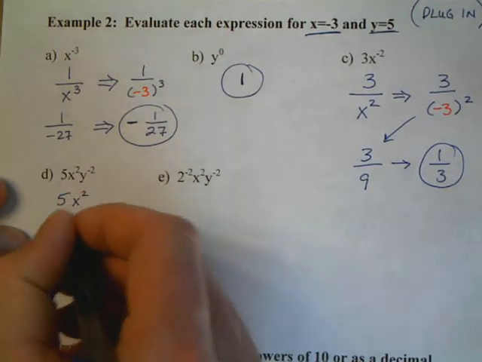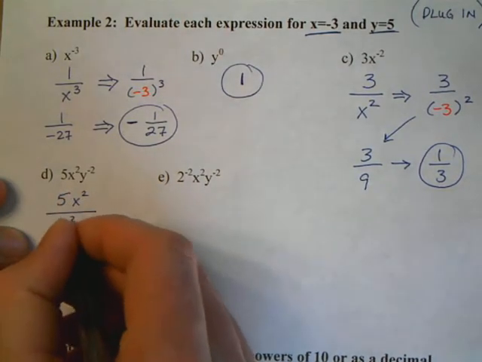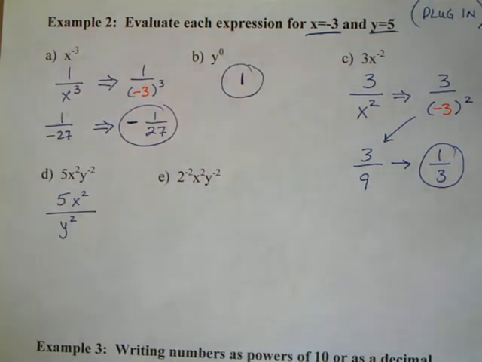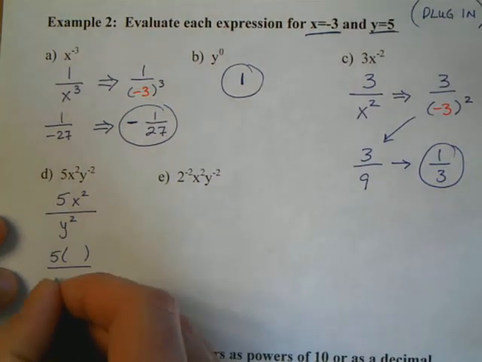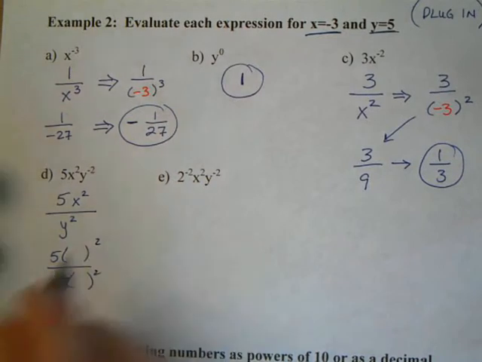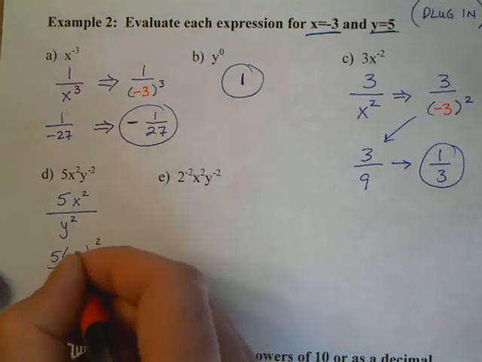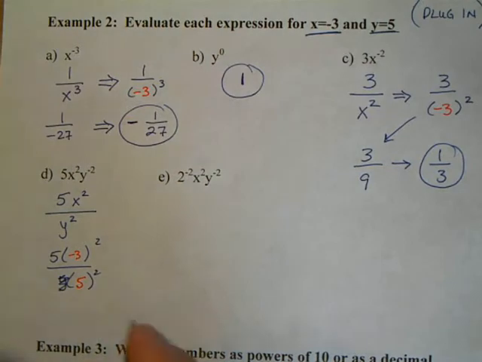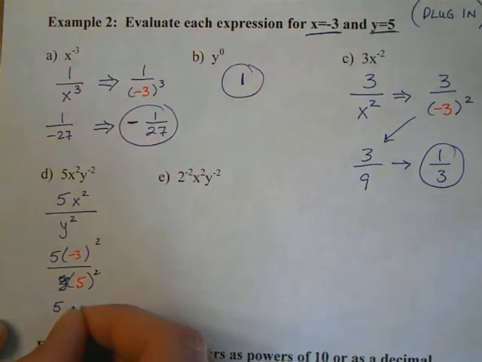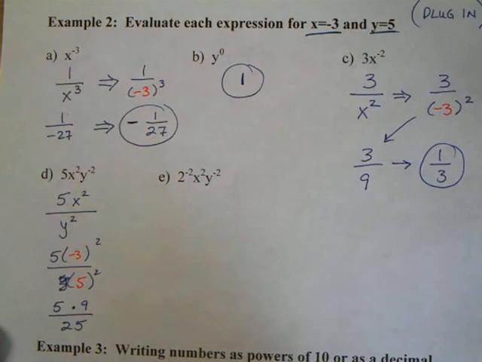Moving down, let's look at D. Our positive exponents are 5 to the first and x squared. Our negative exponents are y squared. So the y squared goes to the bottom. Now let's plug things in. For x and y, once again, we're going to put in parentheses. In place of the x, we put a -3. In place of the y, we put a 5.